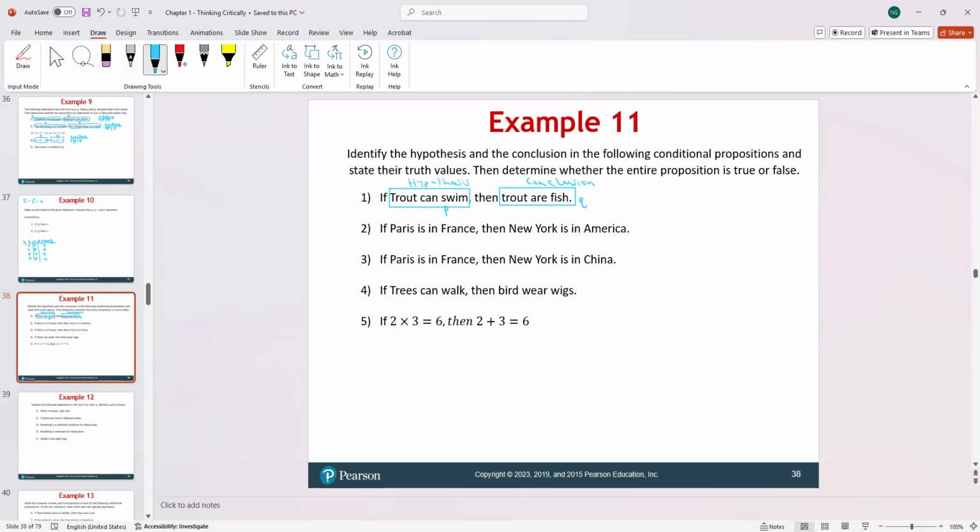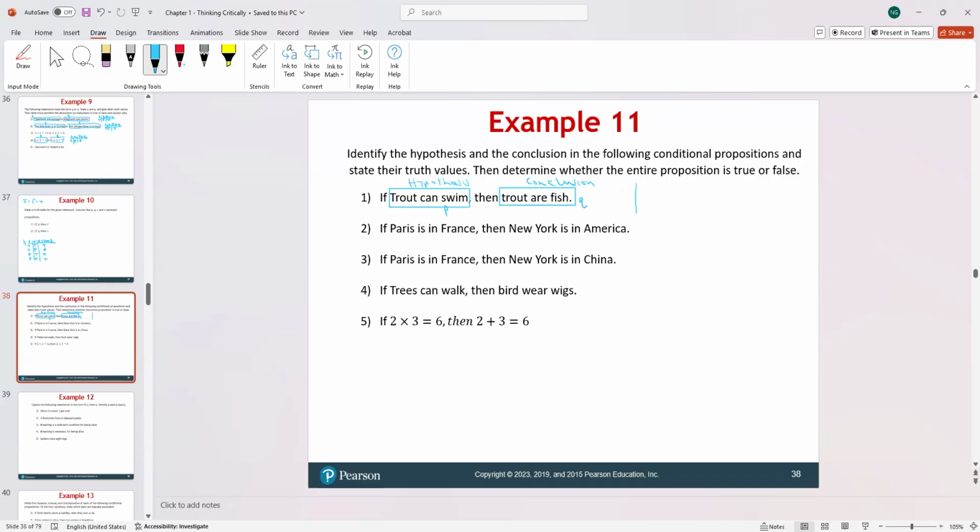Next question, they said, identify the hypothesis. That's P. Identify the conclusion. That's Q. All right. And state their true values. Do you believe? Let's try it. At some point, we're going to try it. It's very important that we try it.